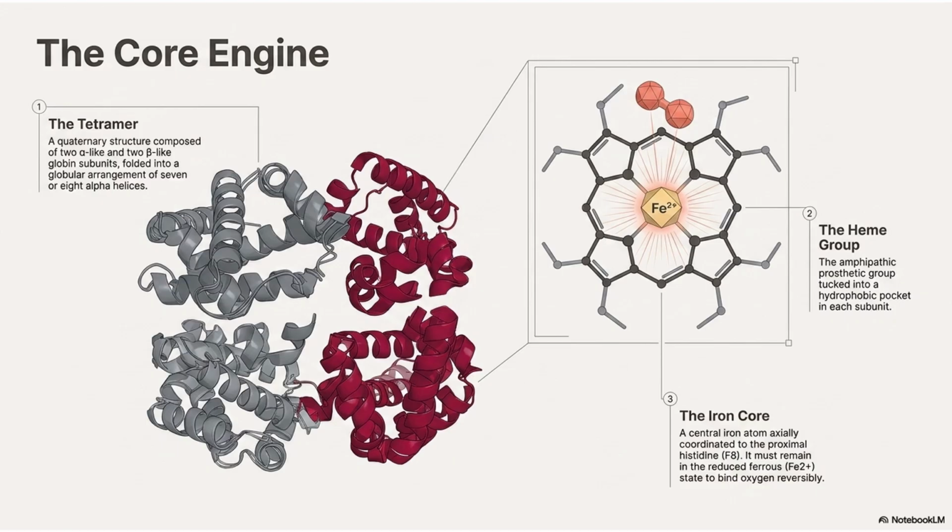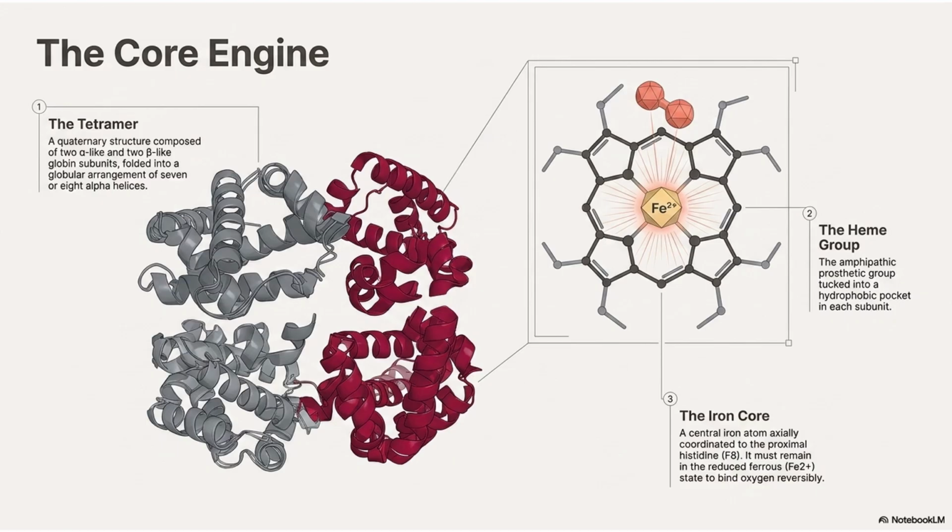Inside each globin chain is something called a heme group. Think of the heme group as the business end of the molecule. It's a ring-shaped structure that contains a single iron atom right in its center. That iron atom is incredibly important because it's the actual site where oxygen binds.